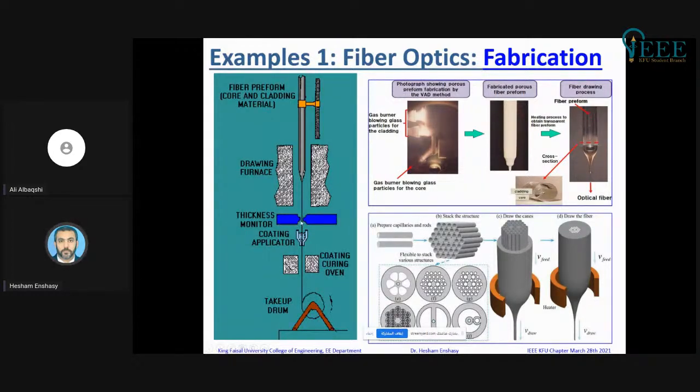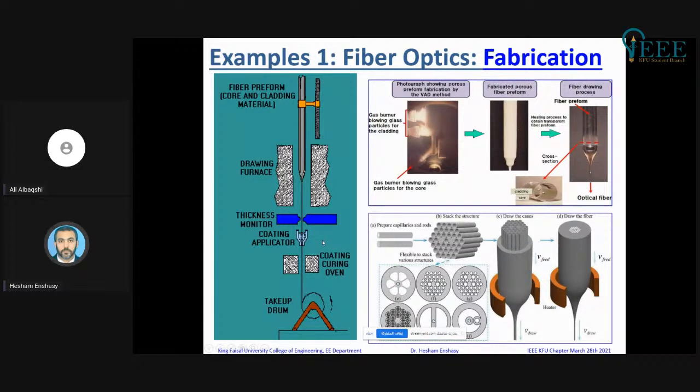Then there's a thickness monitor system. Then they coat this glass with certain coatings for protection, and they put it through a curing system or curing oven. Then they pull it and put it in a drum. So this way they make fiber optics. This is the symbol. However, it's a very critical and very precise technology to make fiber optics, all from glass.